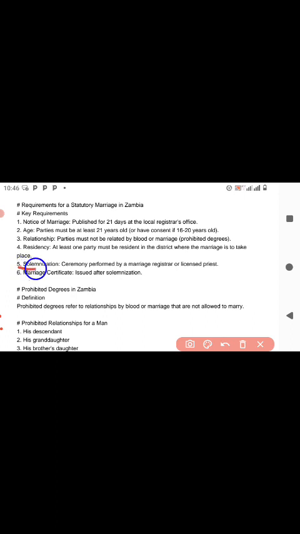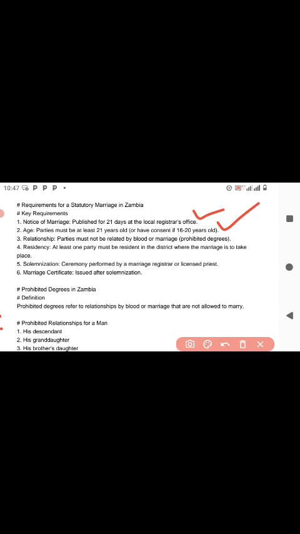Then there should be solemnization. Solemnization is simply the ceremony, like the wedding ceremony performed by a marriage registrar or licensed priest. And then last but not least, the requirement for statutory marriage is a marriage certificate. This one is issued after the ceremony, after solemnization. So number one, there should be notice of 21 days that the marriage will be there at the local registrar. Then the age, parties must not be less than 21 years.